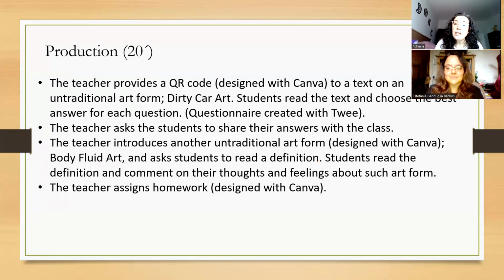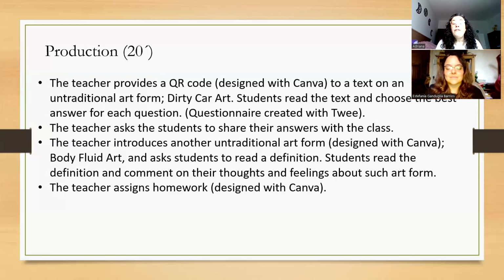After reading the article, the students are going to be asked to choose the best answer for several questions. This particular questionnaire was created with Wayground. After that, we are going to share their answers with a bigger group.